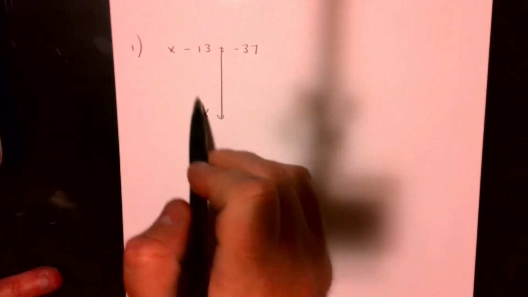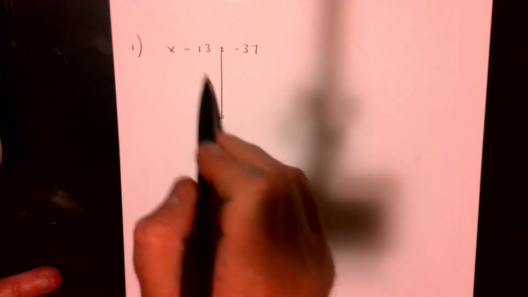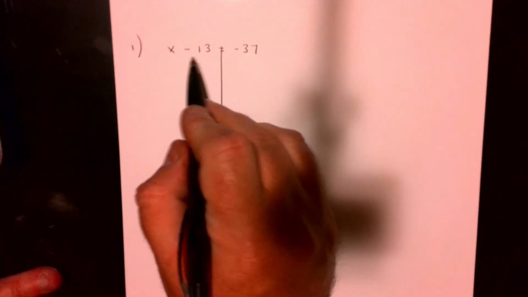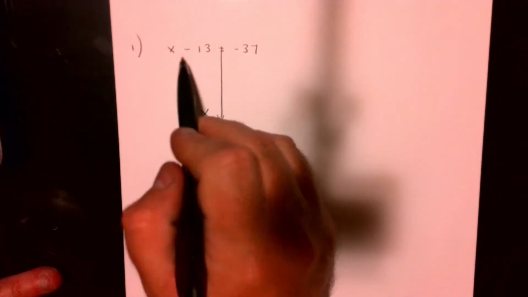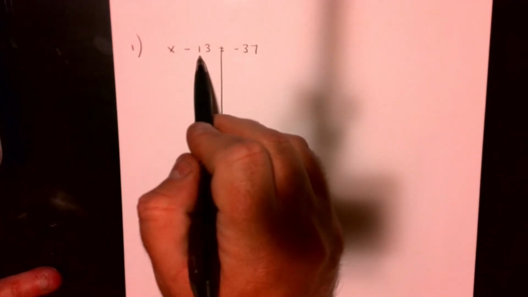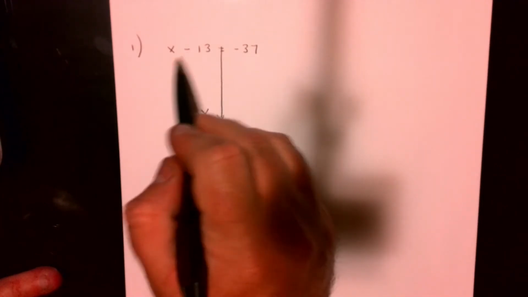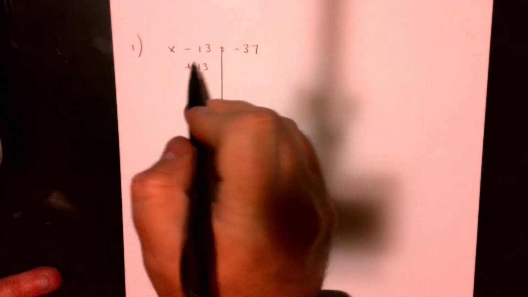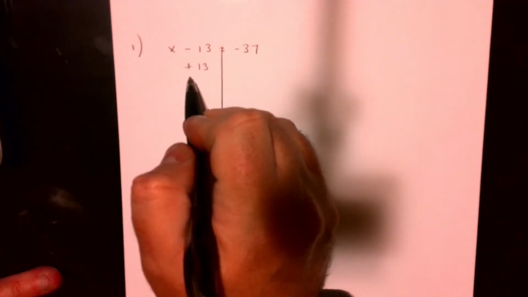And we want to get x by itself on the left-hand side. We want nothing else over here with it. So right now it's got a 13 over here with it. If I read this problem, it says x minus 13. We're trying to undo the work. So the opposite of subtracting 13 is adding 13. So I'm going to add 13 to this side.